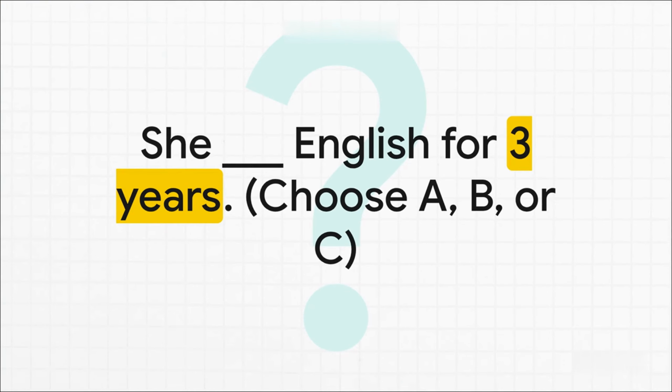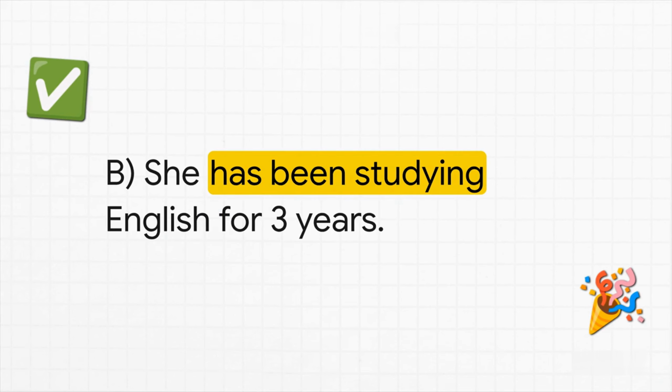Okay, first question. She, blank, English for 3 years. Should it be A, is studying, B, has been studying, or C, has studied? That little phrase for 3 years is a huge clue. And the answer is B. She has been studying. It's the perfect fit because we're talking about an action that happened over that whole period of time. Awesome. Let's do one more.